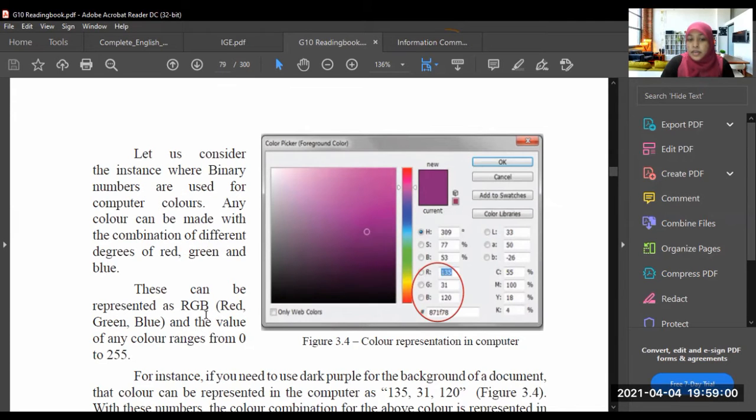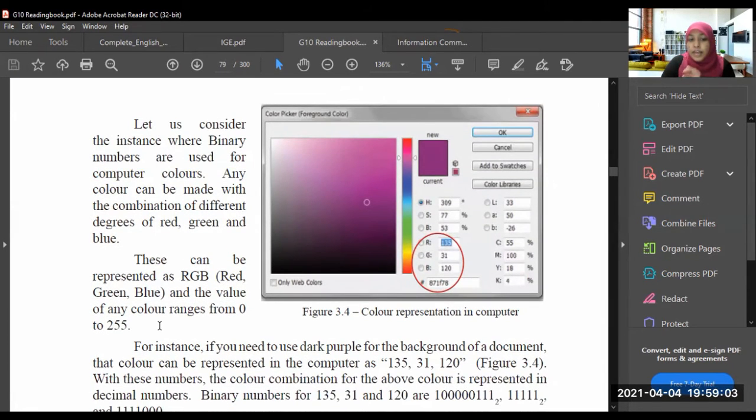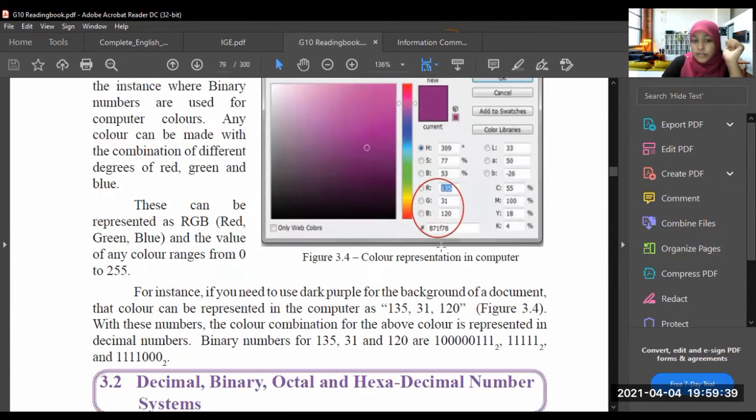These can be represented as RGB, and the value of any color ranges from 0 to 255. The red color starts from 0 until 255. Green also starts from 0 until 255. Likewise, blue also starts from 0 until 255. Within these color ranges, you can use whatever number to adjust the color you want. Understand this point? If yes, put a yes.